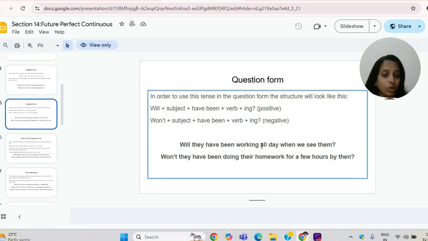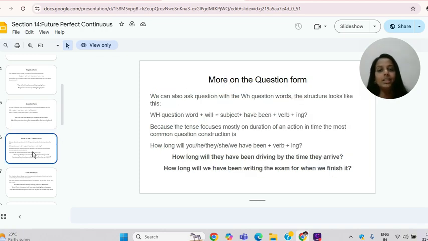Will they have been working all day when we see them? So here, will, the verb, comes first, followed by the subject, and then have been working. The same for the negative form with contraction. Won't they have been doing their homework for a few hours by then? So won't comes first, followed by the subject, then have been doing. Got it?